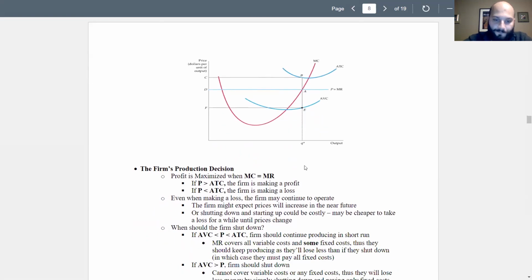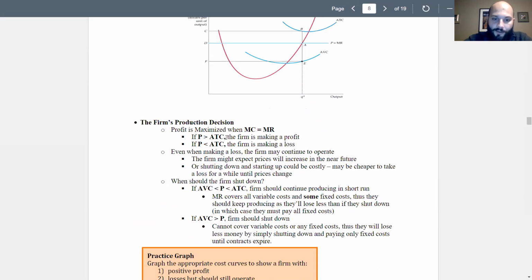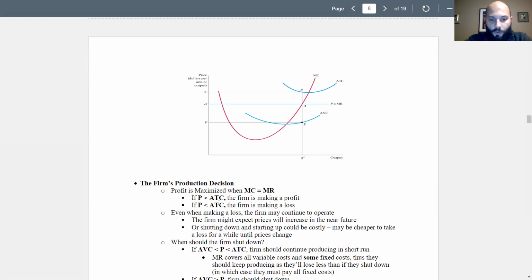All right, so in summary, we can figure out if the firm is making a profit, positive profit, or a loss from the average total cost curve. But we as economists are going to consider fixed cost as sunk and look only at average variable costs. We've already paid for the cost of the factory, so we're going to ignore that fixed cost, and we have these variable costs to continue producing.